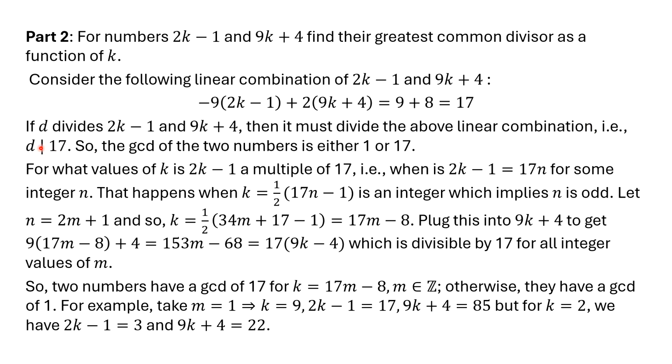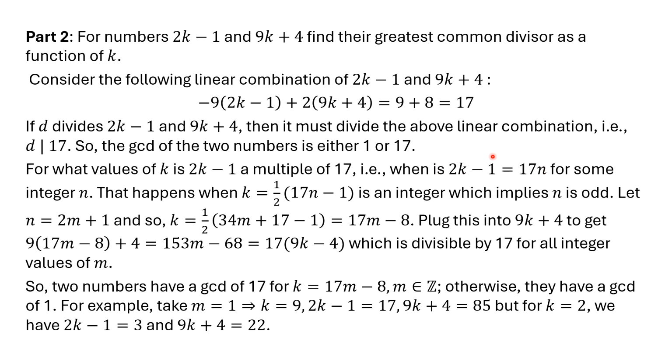So D divides 17, and the GCD could either be 17 or it could still be 1. So we need to determine when these cases happen. For what value of k is 2k minus 1 a multiple of 17? In other words, when is 2k minus 1 equals 17n for some integer n?